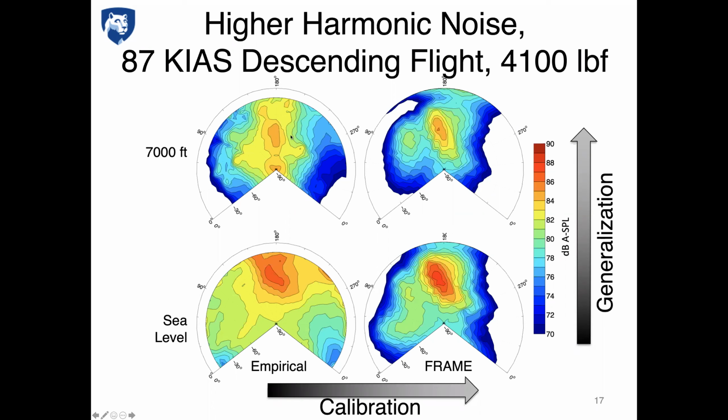And then we also took some measured data at 7,000 foot altitude for this vehicle. And what we can see is that the directivity of that BVI pulse changes and the magnitude has decreased. And indeed, the frame model calibrated to sea level data accurately represents both of those changes in directivity and magnitude, because at least the first order accurate physics are embedded in this model.